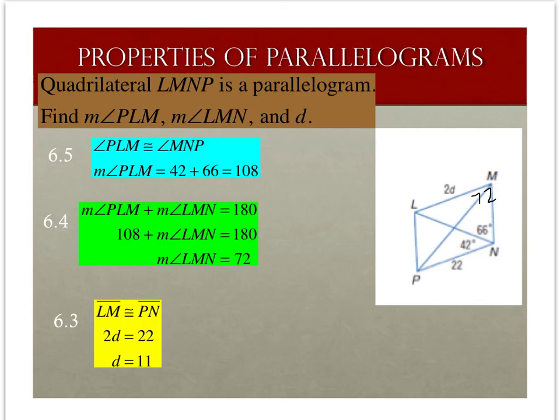And then finally, I know that opposite sides of parallelograms are congruent. So 2D equals 22, and D is 11. Of course, this side is 22 also.